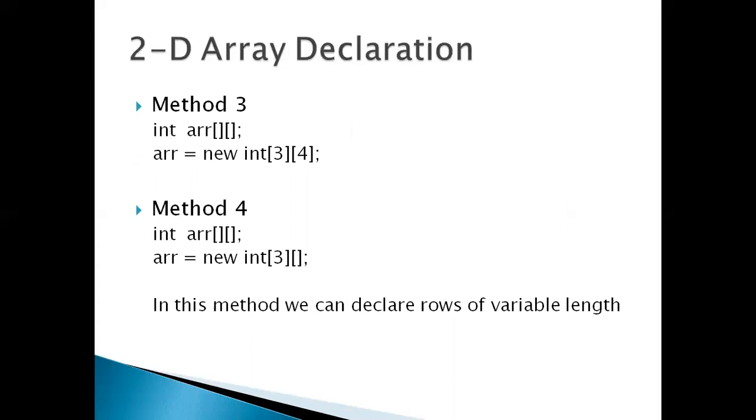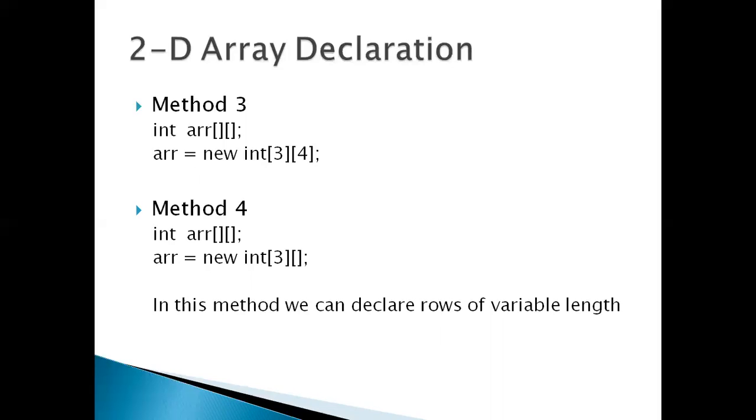This is the third method. In method 3, first we declare the array and then we assign the values. So int add, and then add equal to new int 3, 4. Initially when we say int add followed by two square braces, this variable add points to null, and when we write add equal to new int 3, 4, this points to a memory location.